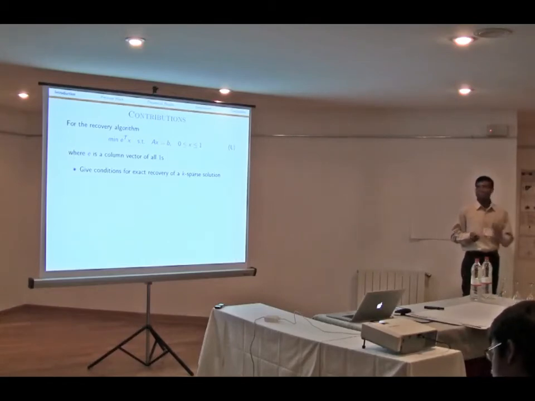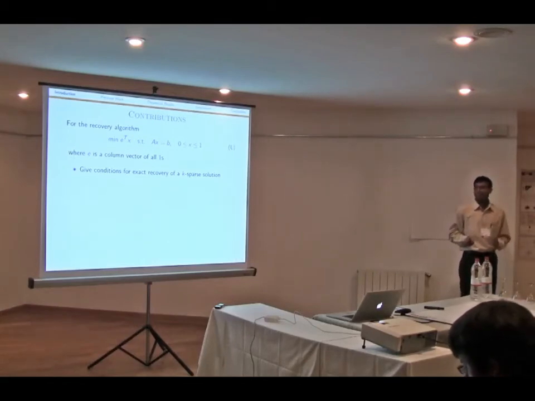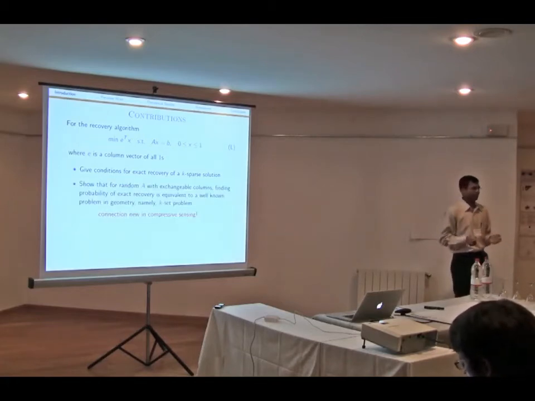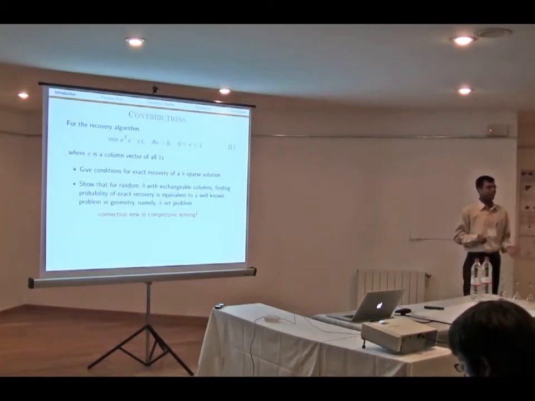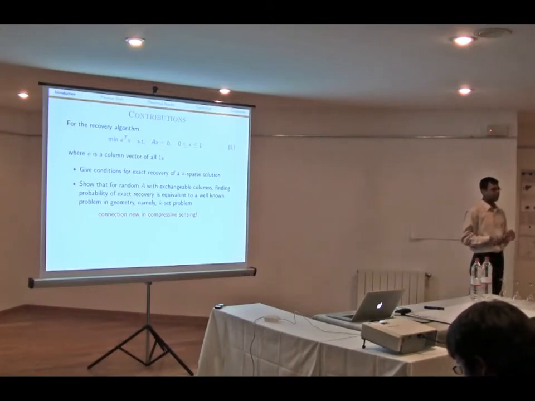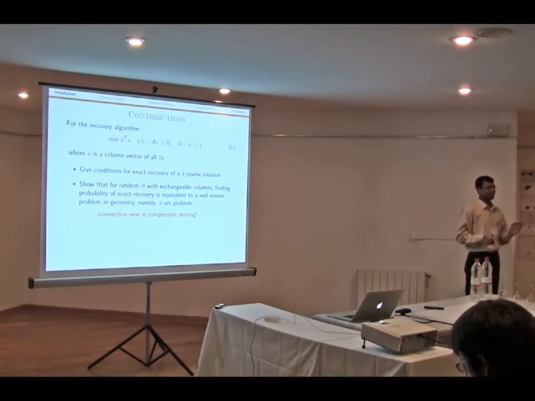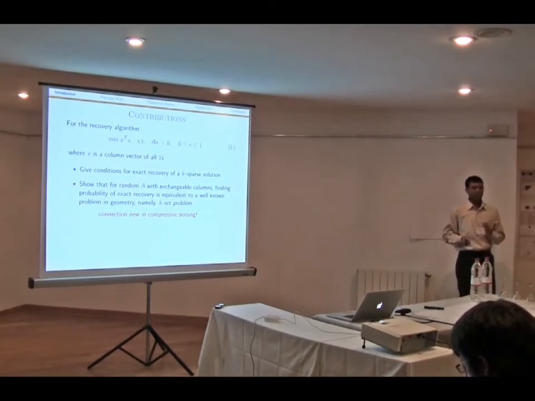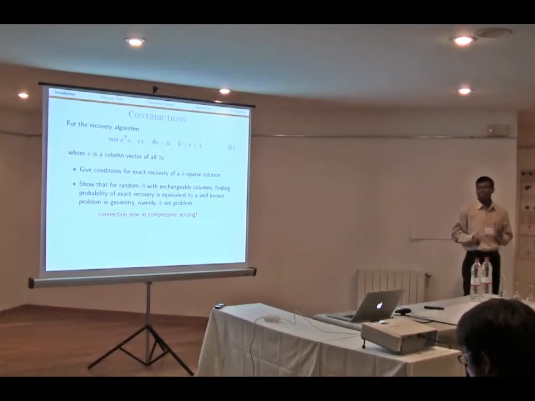condition for getting exact recovery. For a random matrix A with the property that the columns are interchangeable, we try to find the probability that the condition for exact recovery is satisfied, and we show that finding the probability is related to a well-known problem in geometry, namely the k-set problem. As far as our knowledge goes, this connection is new in computer science.